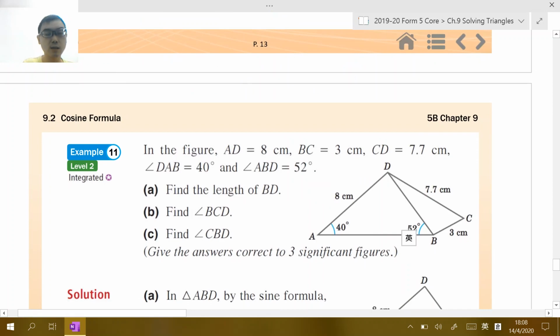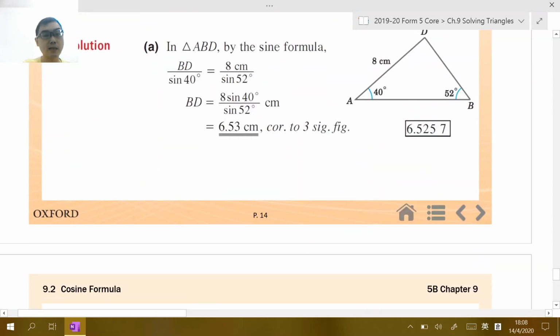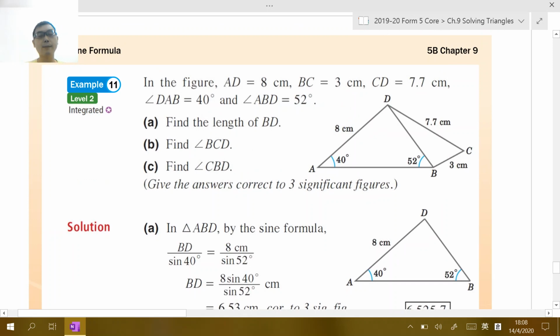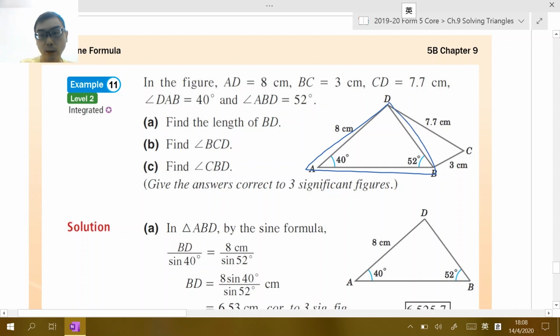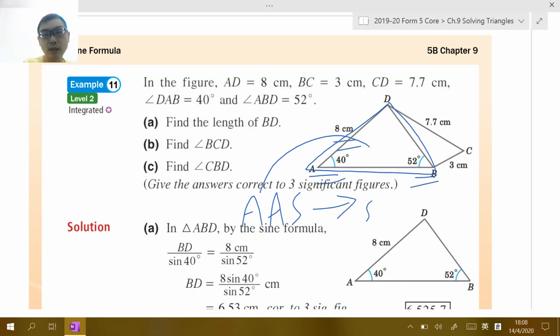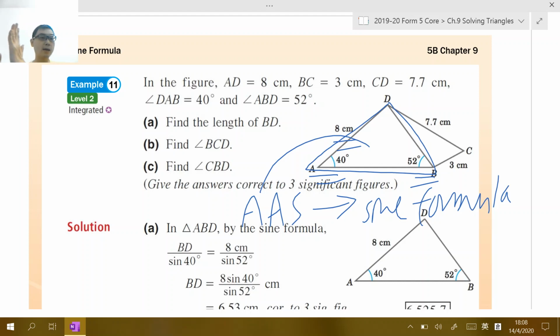Actually you can see it's very, very easy. You can see many examples here. And do remember that sometimes you have to combine two formulas to use in the whole problem. For example, in example 11 here, you have two triangles. Before you work on triangle BDC, you may need to get the information from triangle ABD, this one. But do remember that this triangle is a triangle with AAS, because you have AAS here. That means you should start from the sine formula. Instead, you cannot use the cosine formula, because the cosine formula needs 2 sides and the included angle, or 3 sides.